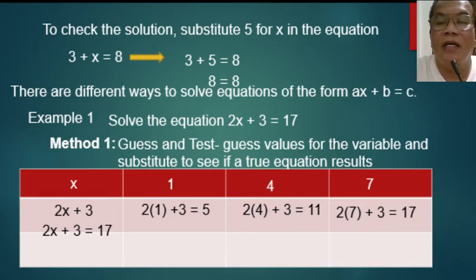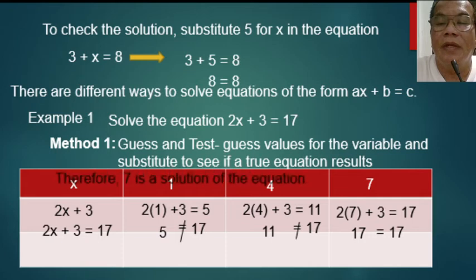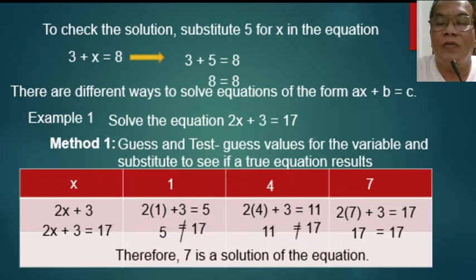So let's try to check. 5 is not equal to 17. And 11 is also not equal to 17. And then 17 is equal to 17. So therefore, 7 is the solution of the equation. So that is guess and check.